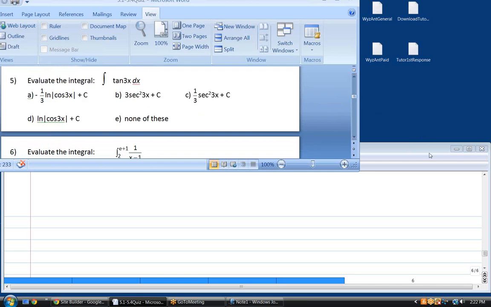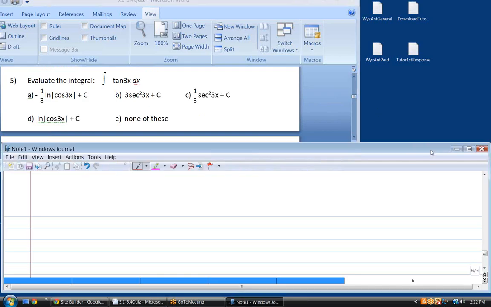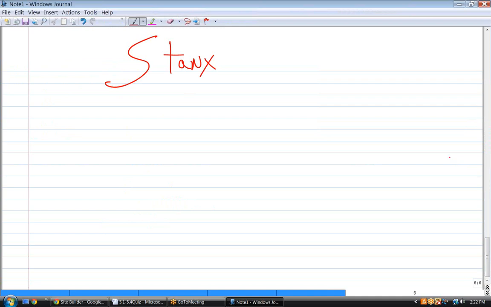Now the next problem: the integral of the tangent of 3x dx. First of all, let's figure out how to do that one. The integral of tangent x? Because it's not 100% clear how to do this, and it's also useful to do this using u substitution.